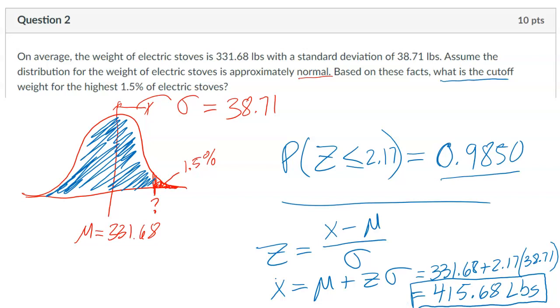Therefore, this is what we're saying: 415.68 is the cutoff for the highest 1.5% of electric stoves. You can also think of it as the cutoff for the lowest 98.5%. It's the same idea. Remember, here we have the 98.5% because we have 1.5% more than this value.